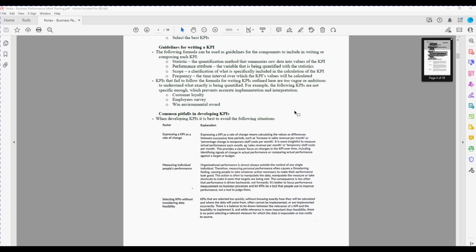Next is the scope. So we need to be very clear about what's included in the calculation of the KPI. For example, are we including wage costs? Are we including on costs? Are we including accounting adjustments in terms of measuring wages percentage? And then finally, the frequency. Are we calculating it daily, weekly, monthly, fortnightly, quarterly, yearly, right?